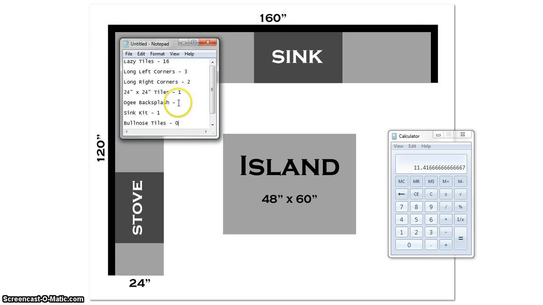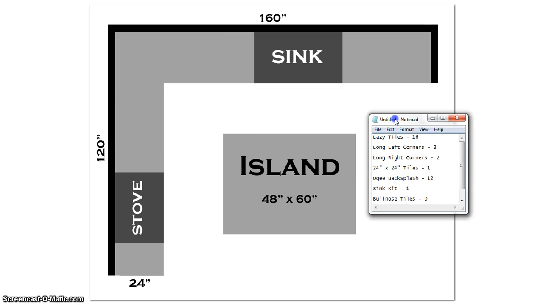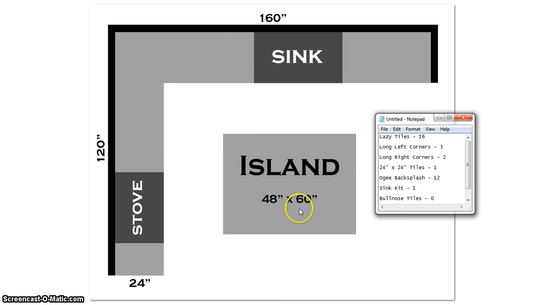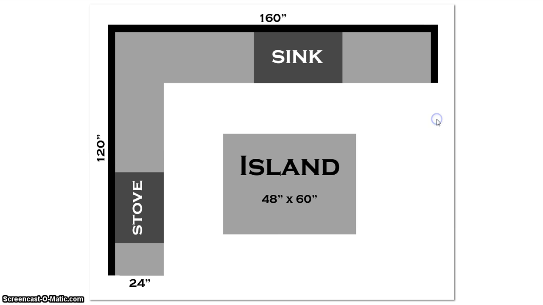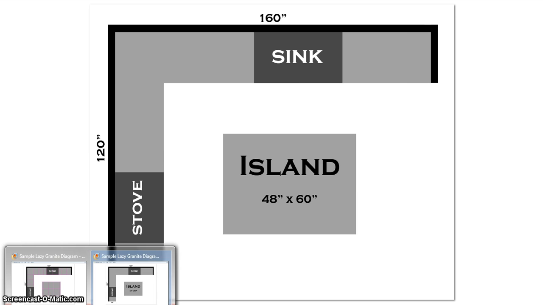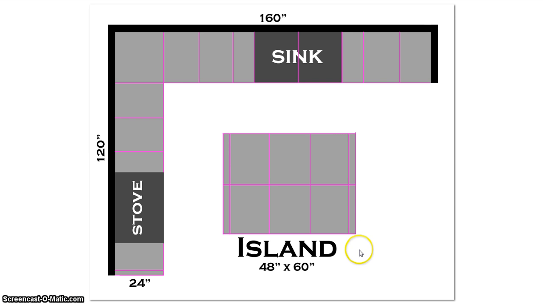So we pull up our notepad. For backsplash, we put 12 pieces. So now we've gone through everything. We have a list of exactly what we need to order. For the more visual people, we can pull up a little diagram that has kind of lines where everything's going to go.